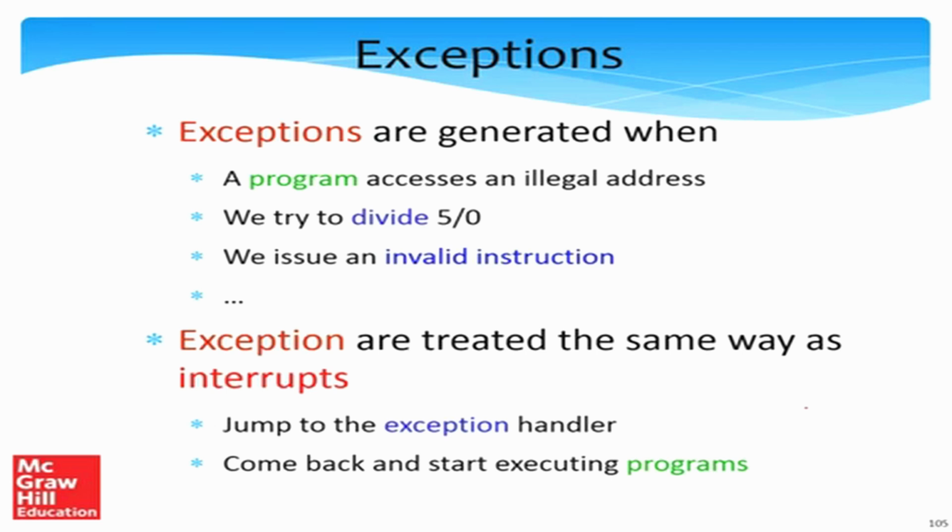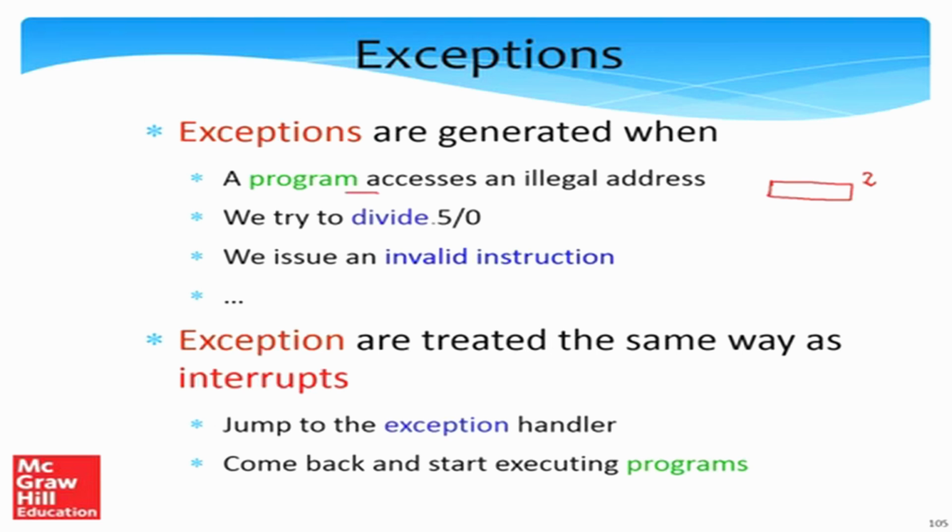Then there is a term called exceptions. Exceptions can be generated in many situations, but pretty much it's a situation which is not normal. It's an exceptional situation. One way is when a program accesses an illegal address, an address that is not legal. If this is the address space that we are allowed to use and the program accesses some sort of an invalid address, then it causes an exception.